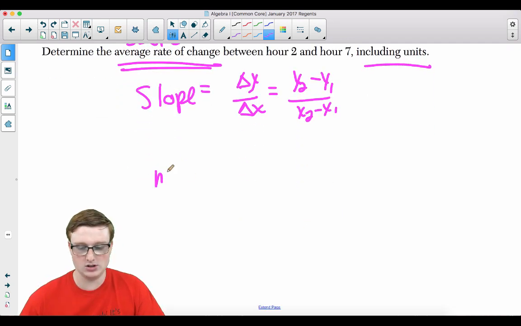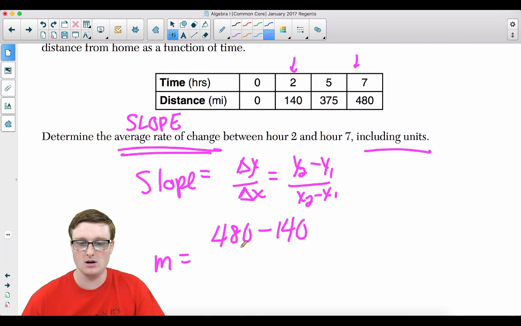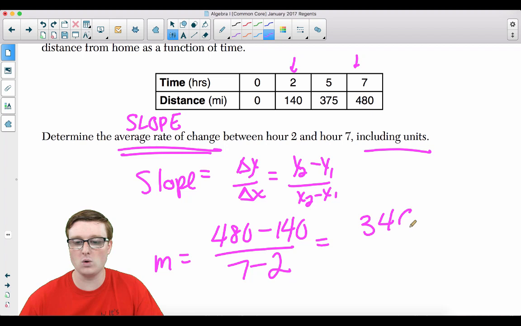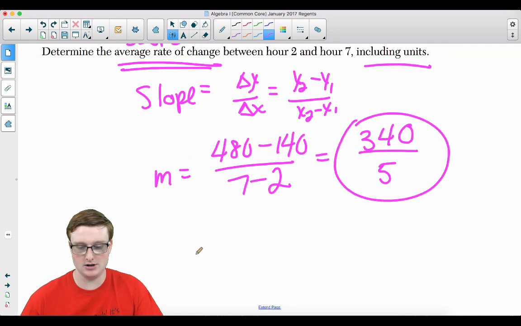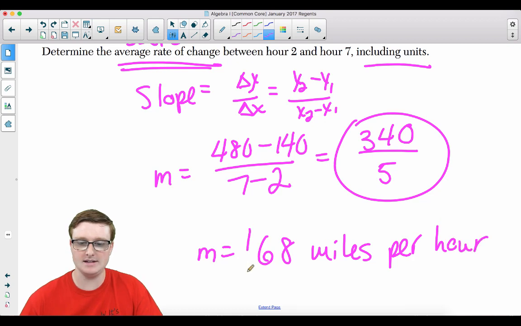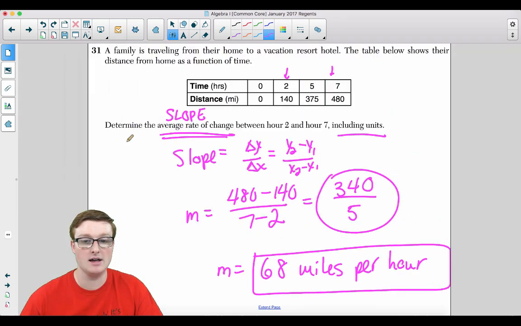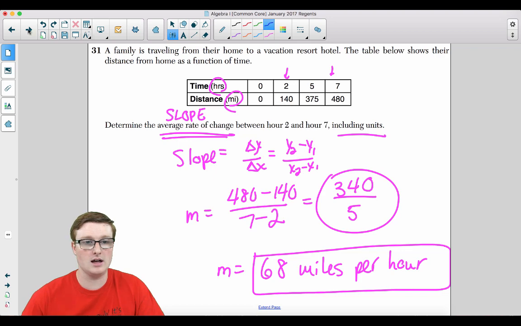So, we get the slope, which is equal to, let's see, 480 minus 140 over 7 minus 2. That is going to be 340 over 5. Now, when you plug this into your calculator, you get your slope that is 68 miles per hour. And that is the average rate of change, 68 miles per hour. And that is hours and miles. Miles per hour is the correct units. Okay, that is it for question 31.